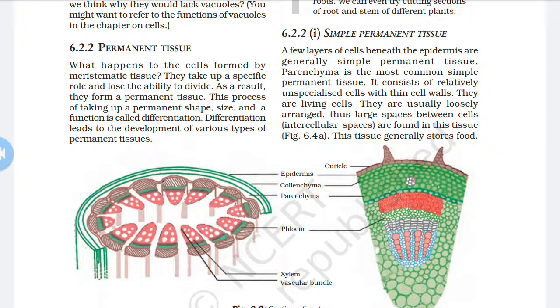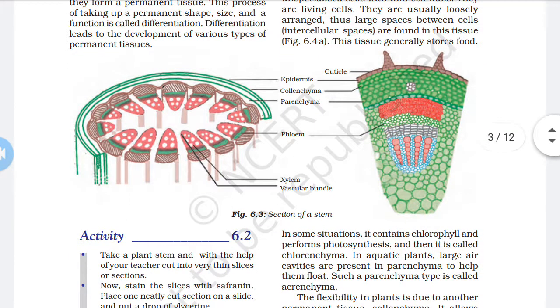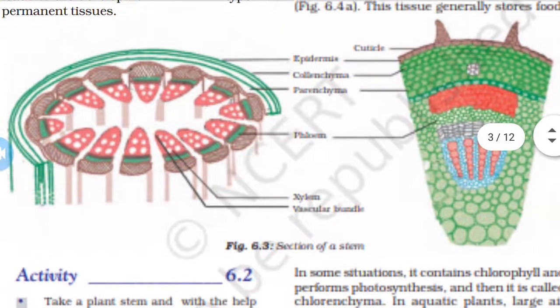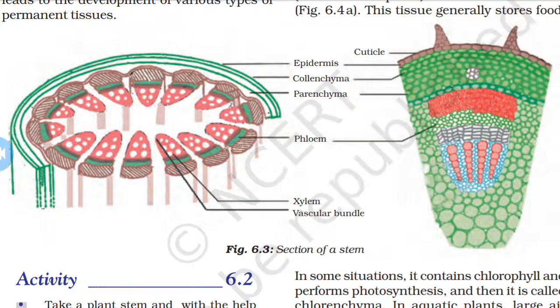For that, we take activity 6.2. So we take the first: take a plant stem and cut it into very thin slices or sections. Now stain the slice with safranin. Place one neatly cut section on a slide and put a drop of glycerin. Cover with a cover slip and observe under the microscope. Observe the various types of cells and their arrangement.